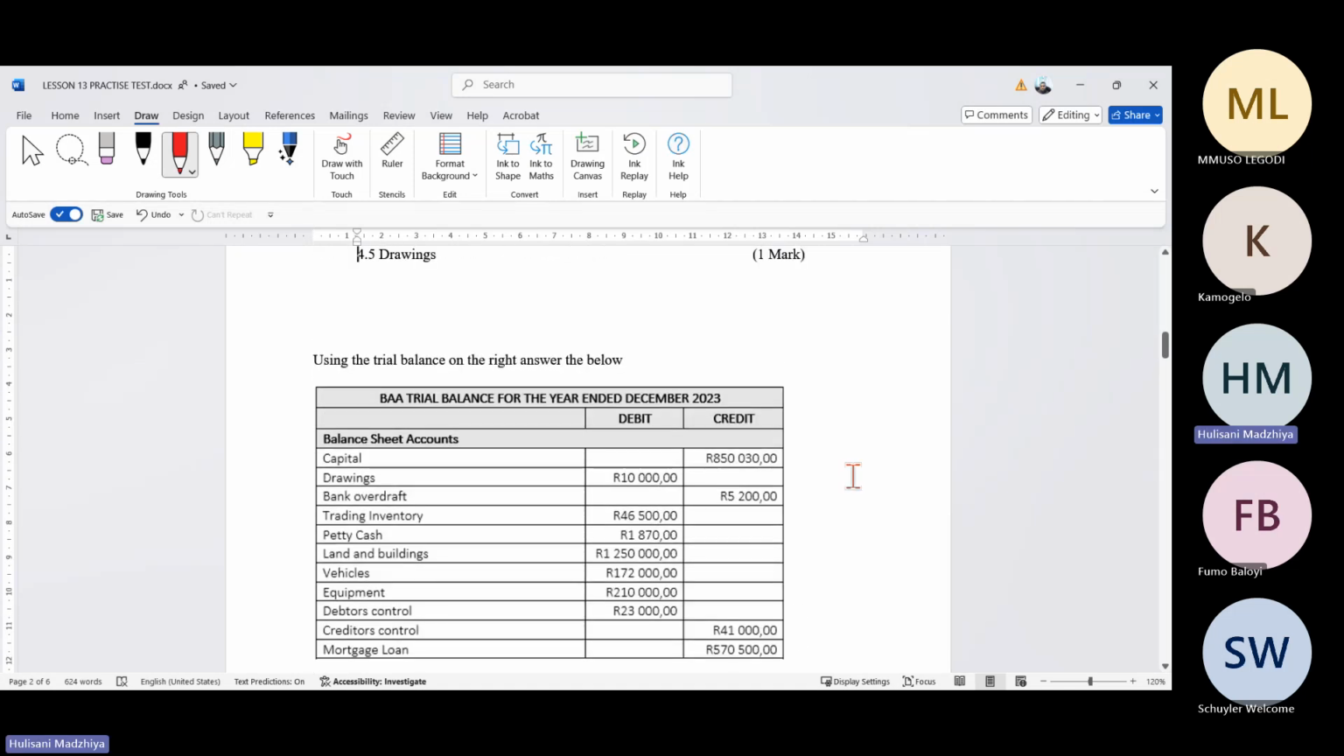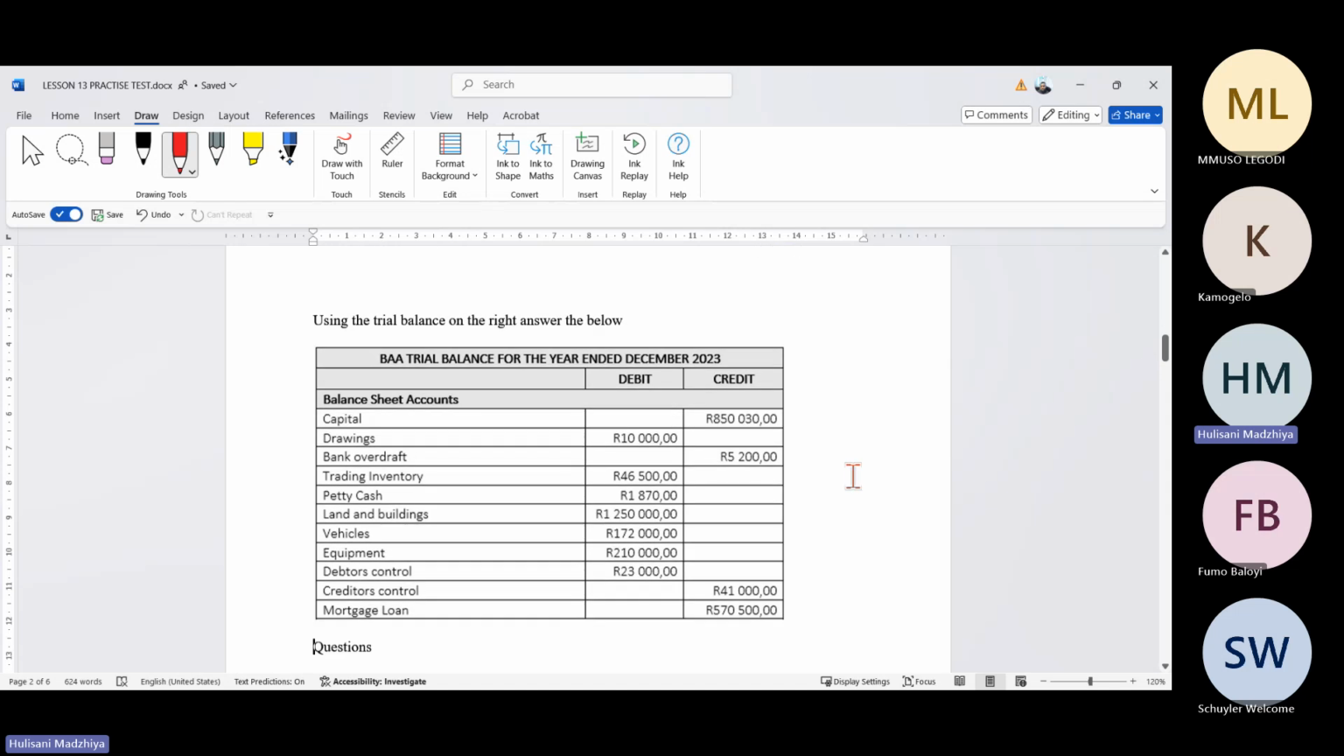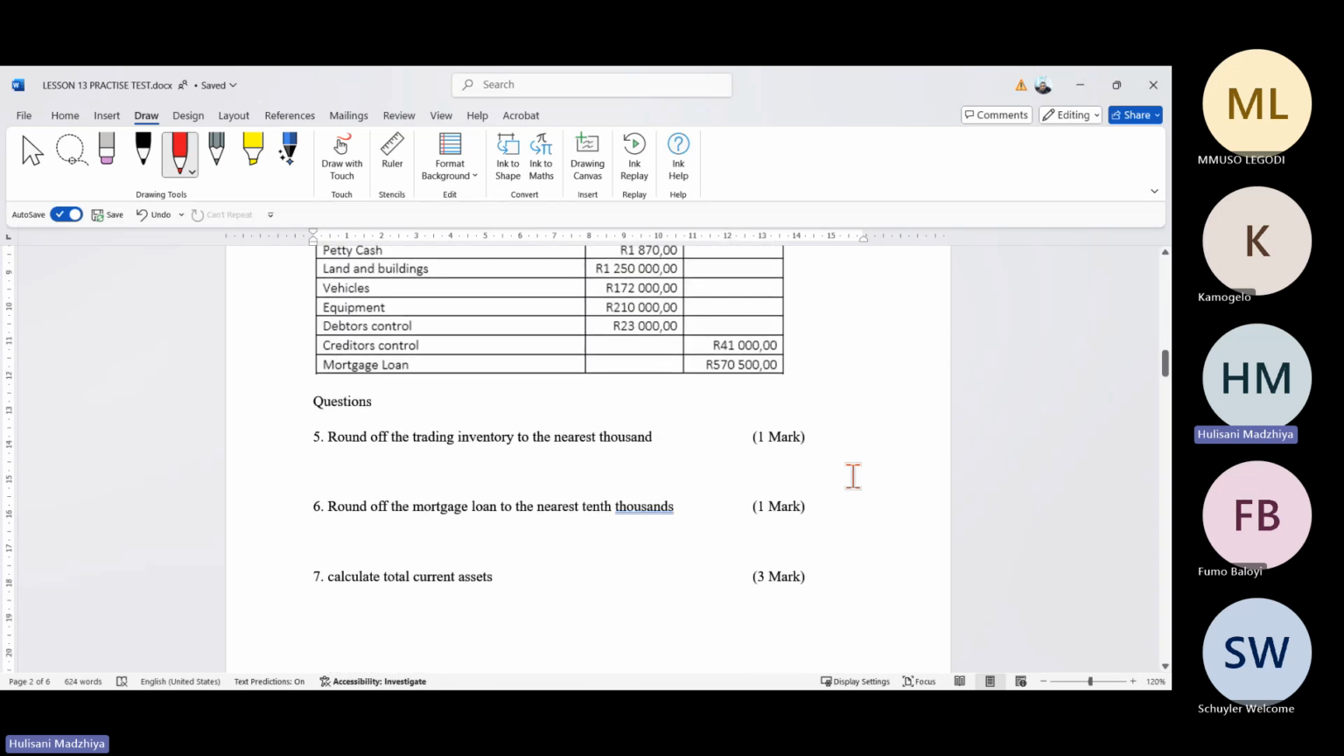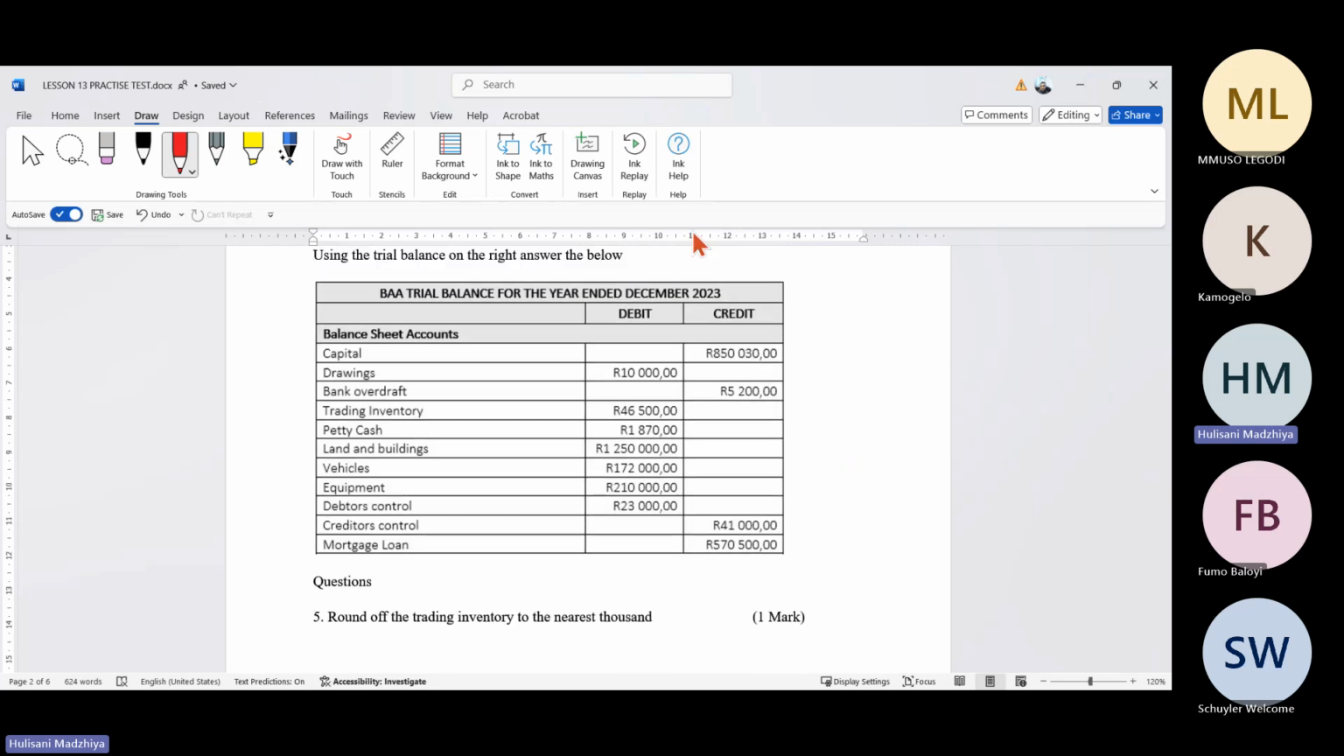Over here, we then have the trial balance, which was extracted from the BAA trial balance. This is the Boston Advertising Agency. They've got the following information from the trial balance. You have been asked to do the following, which you are also going to be required to do in your assessment, which says round off the trading inventory to the nearest 10,000. So trading inventory is this amount over here, which is 46,500.